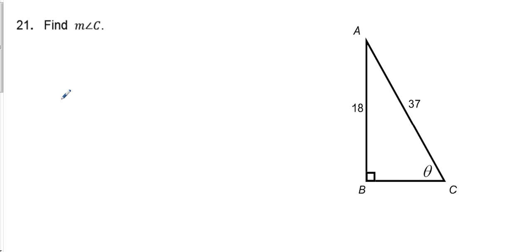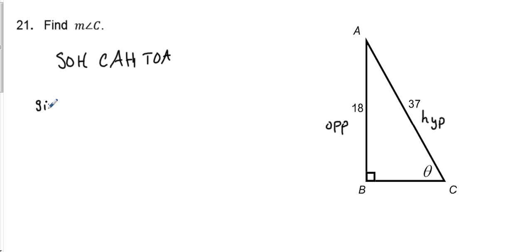Once again, we're going to go back to SOHCAHTOA. And in order to figure out which trig ratio we're going to use, we'll have to label, of course. 18 is the opposite side, and 37 is the hypotenuse. So we can see that we have to use the ratio for sine. So let's write the sine of angle C equals opposite over hypotenuse.